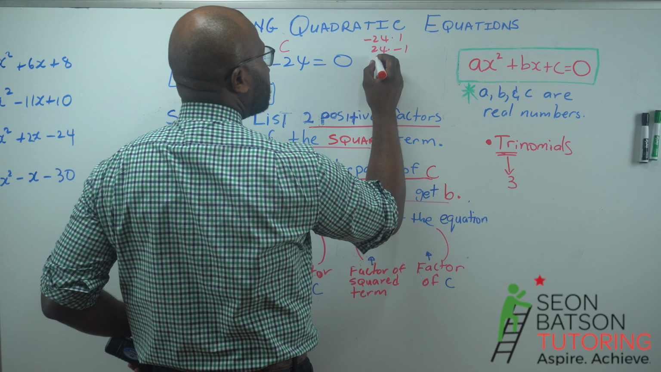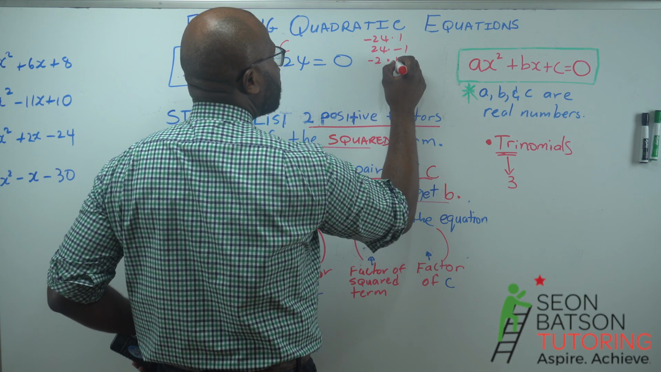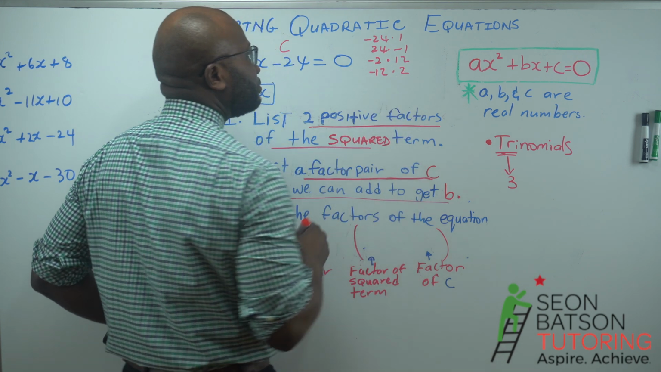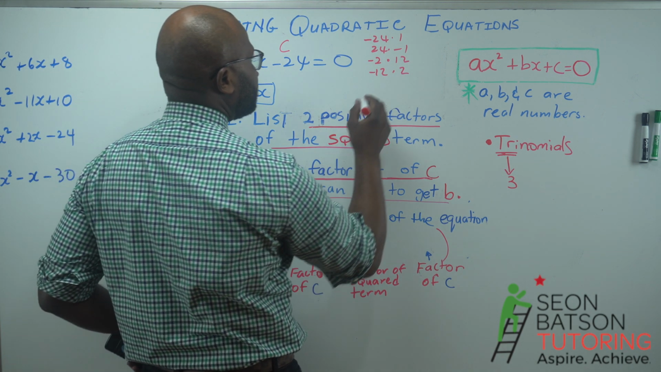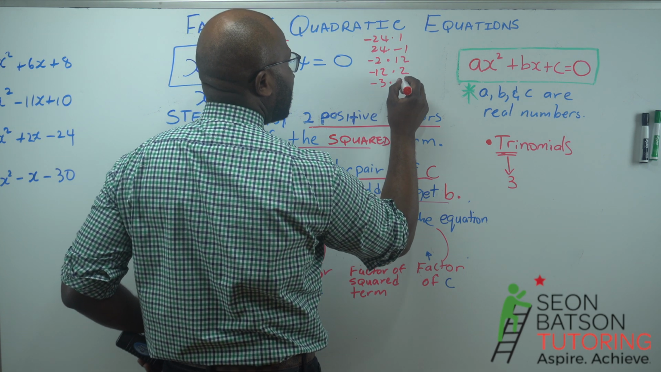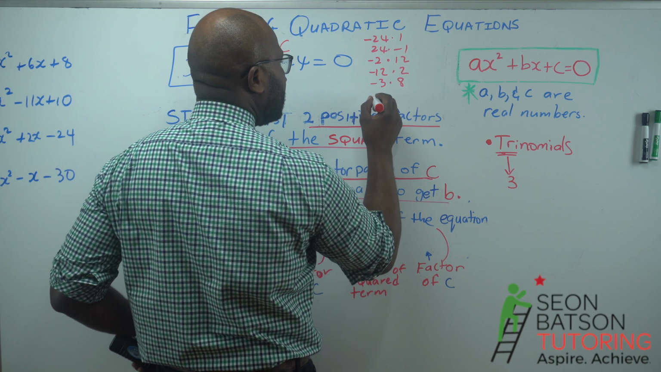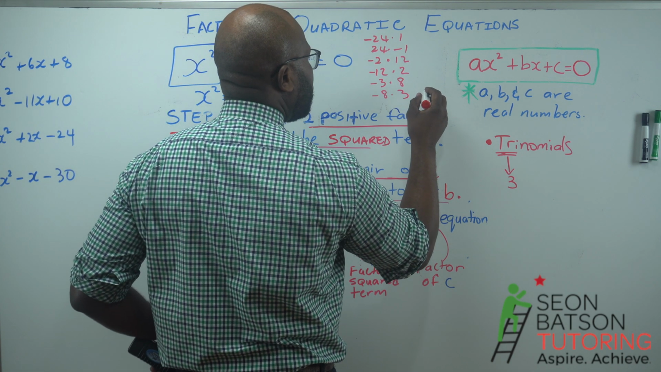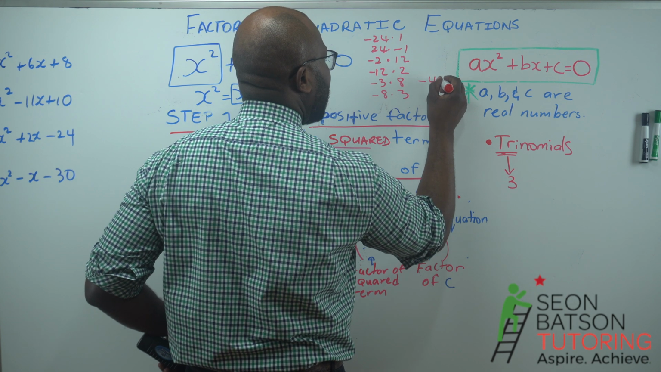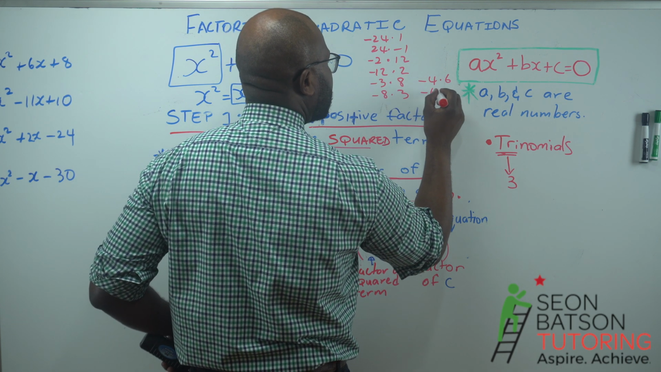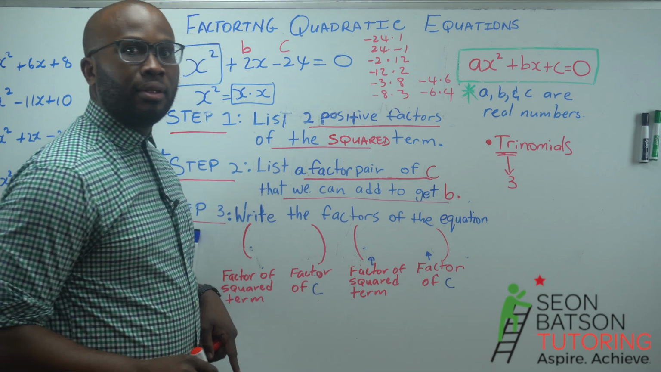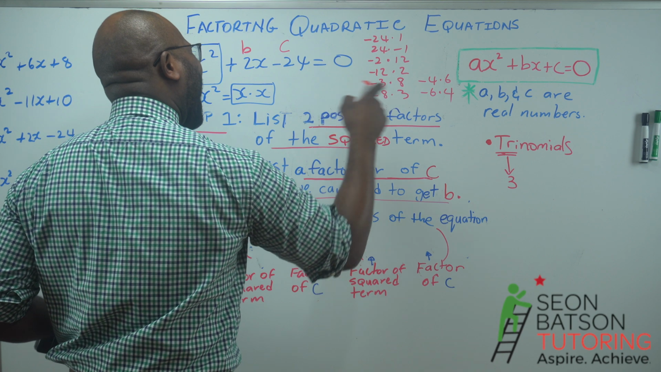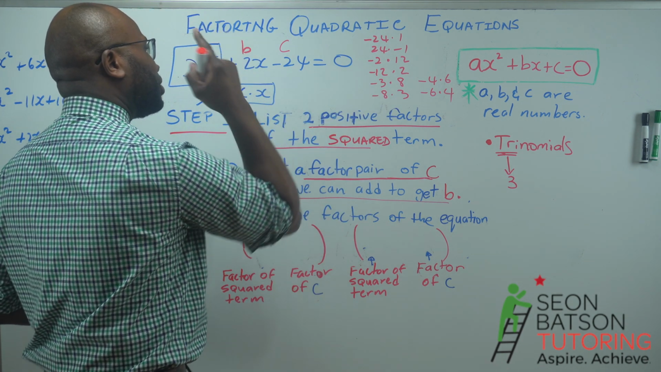Yeah? We can use negative 2 times 12, or negative 12 times 2. Yeah? We can use negative 3 times 8, or negative 8 times 3. We can also use what? We can also use negative 4 times 6, or negative 6 times 4. Yes? Now, which of these factor pairs can we add to get positive 2?